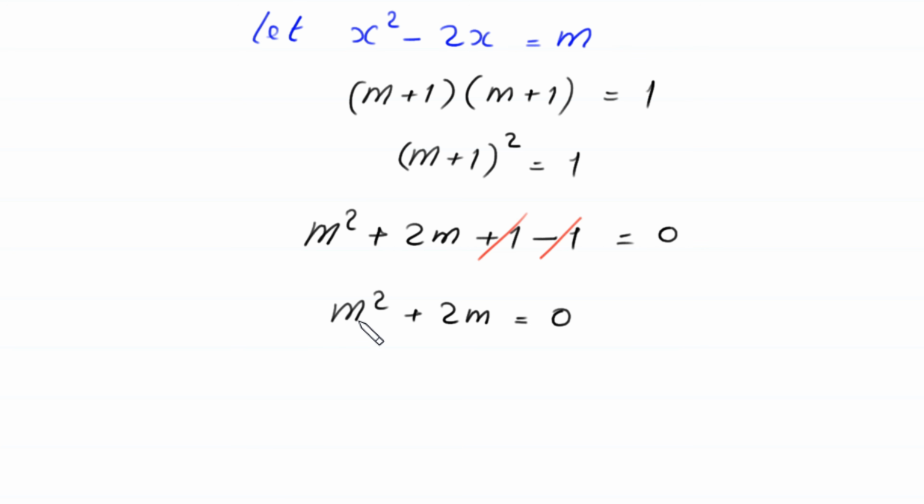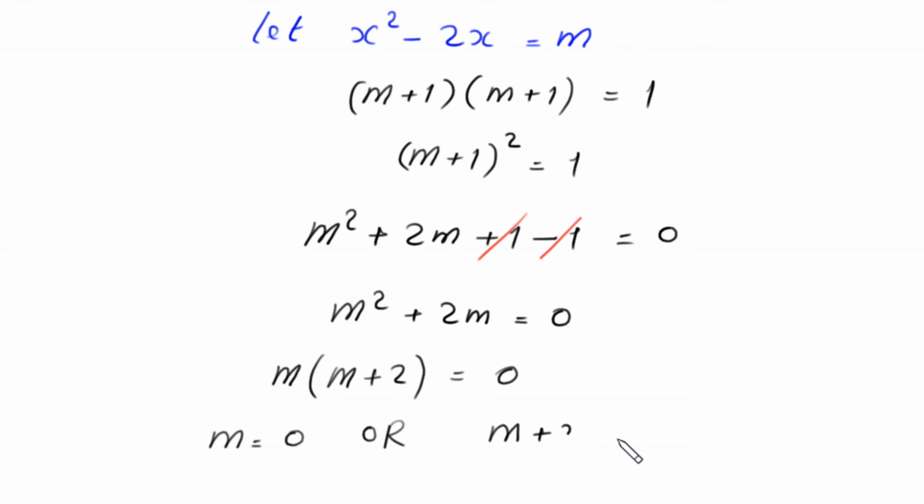Now from the left hand side we can factor out m as common factor, and in bracket we have m plus 2 is equal to 0. From here either this m is equal to 0 or this m plus 2 is equal to 0, and from here m is equal to negative 2. So we have two values of m: m is equal to 0 and m is equal to negative 2.